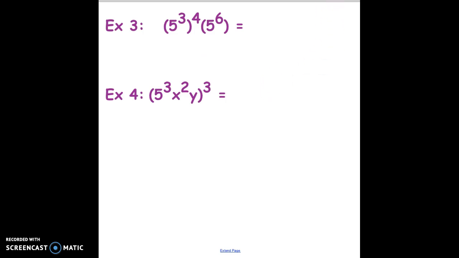Let's try 2 examples together. Here I've got 5 cubed to the 4th times 5 to the 6th. So I've got 5 cubed to the 4th, well 3 times 4, that's 5 to the 12th. And then I've got my 5 to the 6th, which is still going to tag along for the ride. Then I need to combine those. Well, I've got the same base and I'm multiplying, so I need to add these exponents now. So that's going to equal 5 to the 18th.